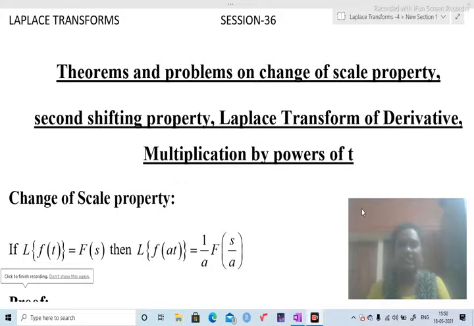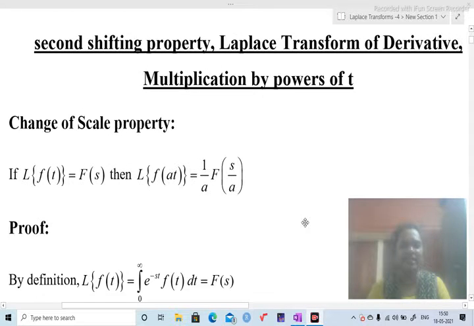In this session, I am going to prove some theorems and problems on change of scale property, second shifting property, Laplace transform of derivative, multiplication by powers of t. First one, change of scale property.